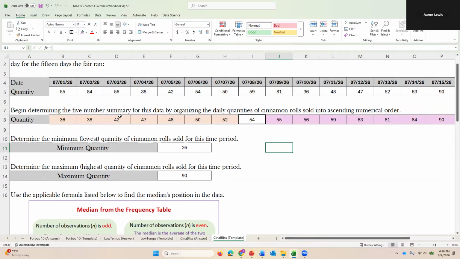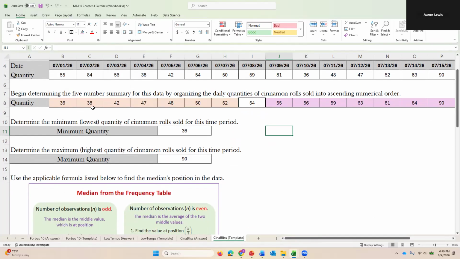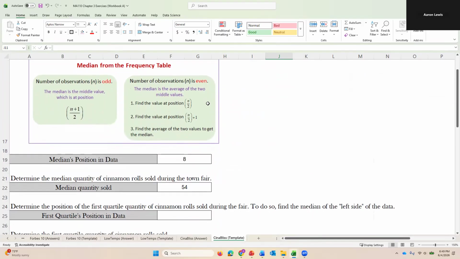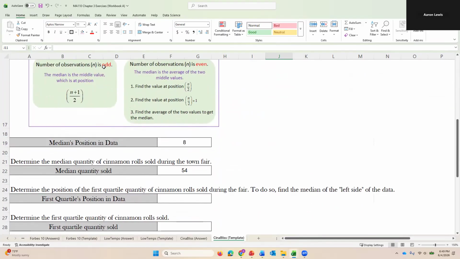We have 1, 2, 3, 4, 5, 6, 7 numbers on the left side, and 1, 2, 3, 4, 5, 6, 7 numbers on the right side. It is exactly the middle. So now I just have to find the median, in this case, of the orange numbers and the median of the purple numbers. So scrolling on down, there are 7 numbers on each side. I can use that same formula. 7 is still an odd number.